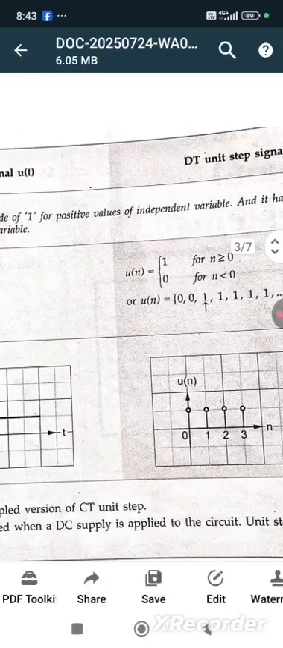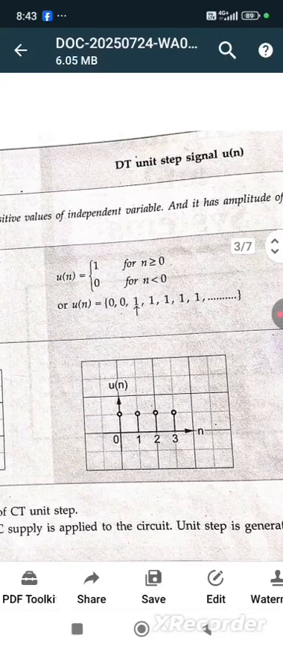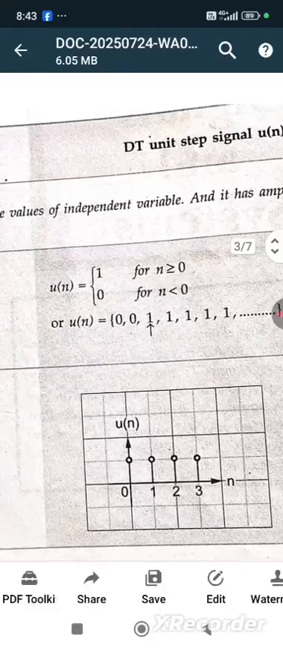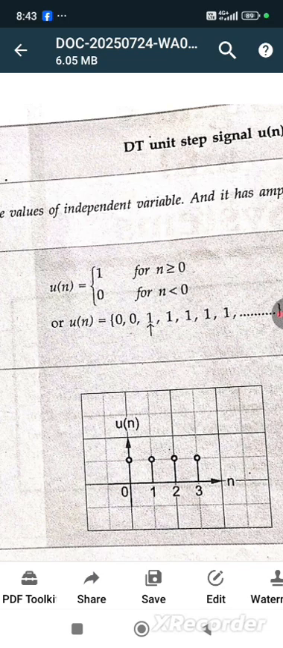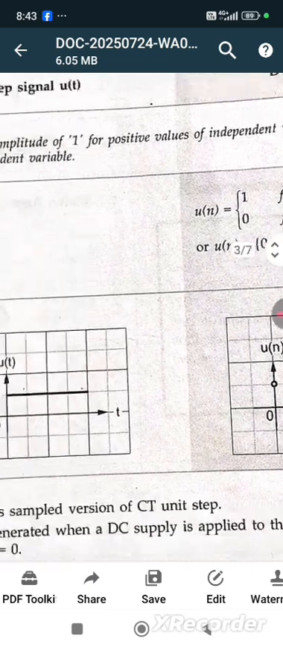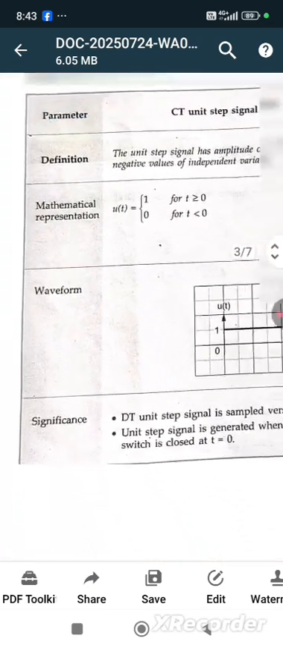In the same way, for a DT signal, it is given as u of n. I have already said that t represents a continuous time signal because it varies continuously with time, while n represents a signal specified only at discrete intervals. So for unit step we have u of n, where u of n equals 1 for n greater than or equal to 0, and 0 for n less than 0. This is the way we represent the waveform.